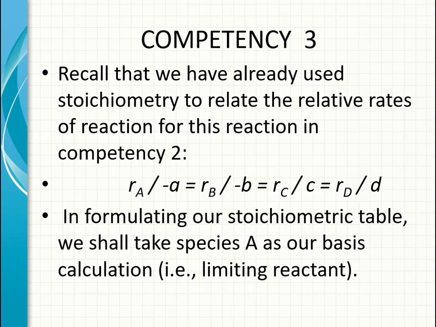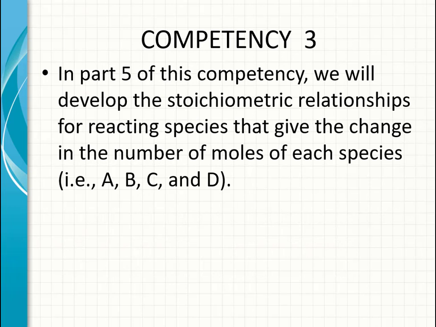In formulating our stoichiometric table, we shall take species A as our basis of calculation. In this case, species A will be the limiting reactant. In part 5 of this competency, we will develop the stoichiometric relationship for reactant species that give the change in the number of moles of each species, which are A, B, C, and D. And that's something that we will go through in the next part, in part 5 of this competency.